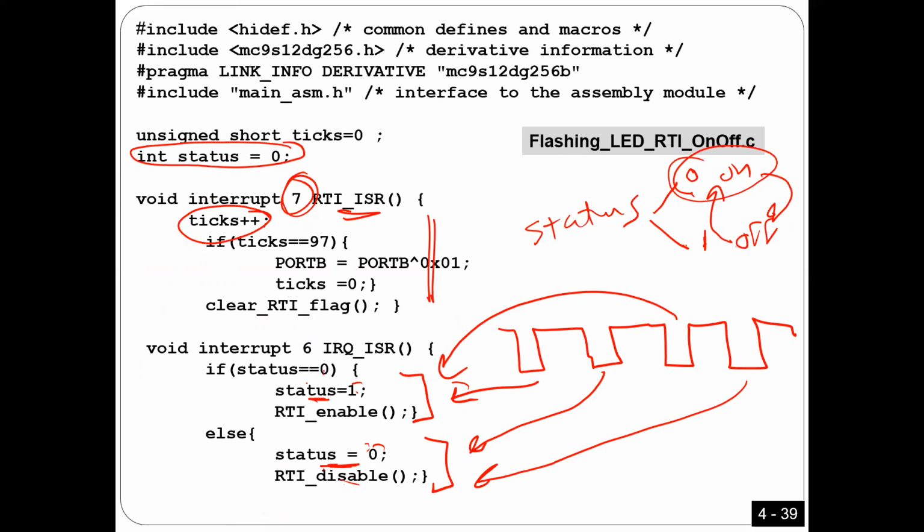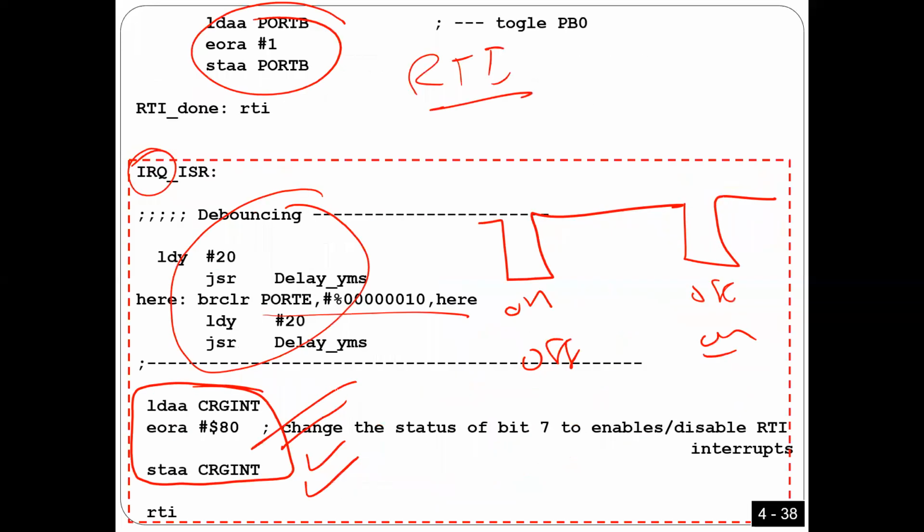Okay? So that if it is 0, I'm gonna come to here. If it is 1, I'm gonna come to here. So if it is 1, I'm gonna make it 0 so that next time I come to here. If it is 0, I'm gonna make it 1 so that next time I'm gonna come to here. So one time I'm gonna enable, one time I'm gonna disable. So we have two functions here to disable or enable RTI interrupts. Okay, I think it's okay.